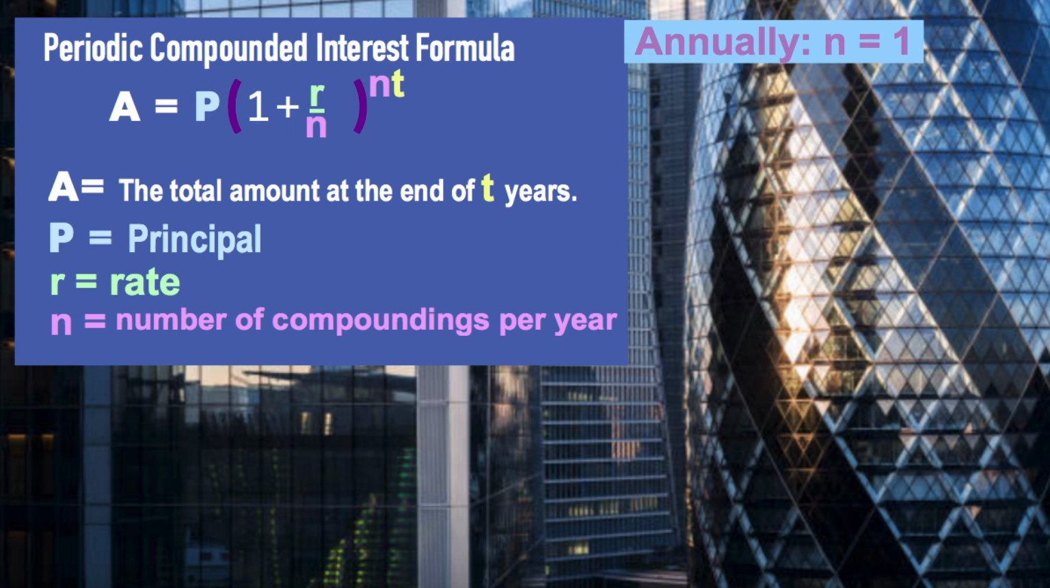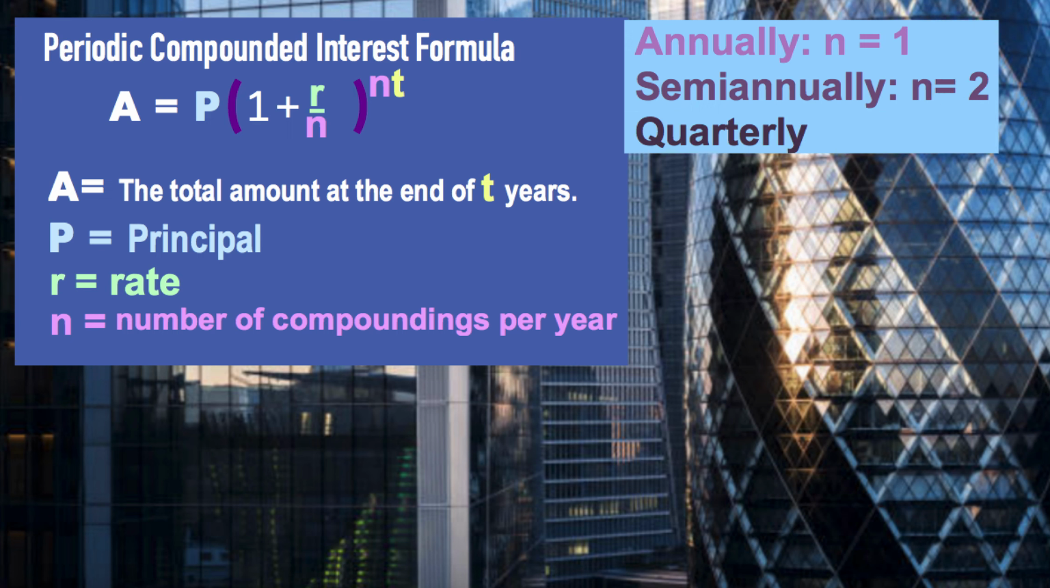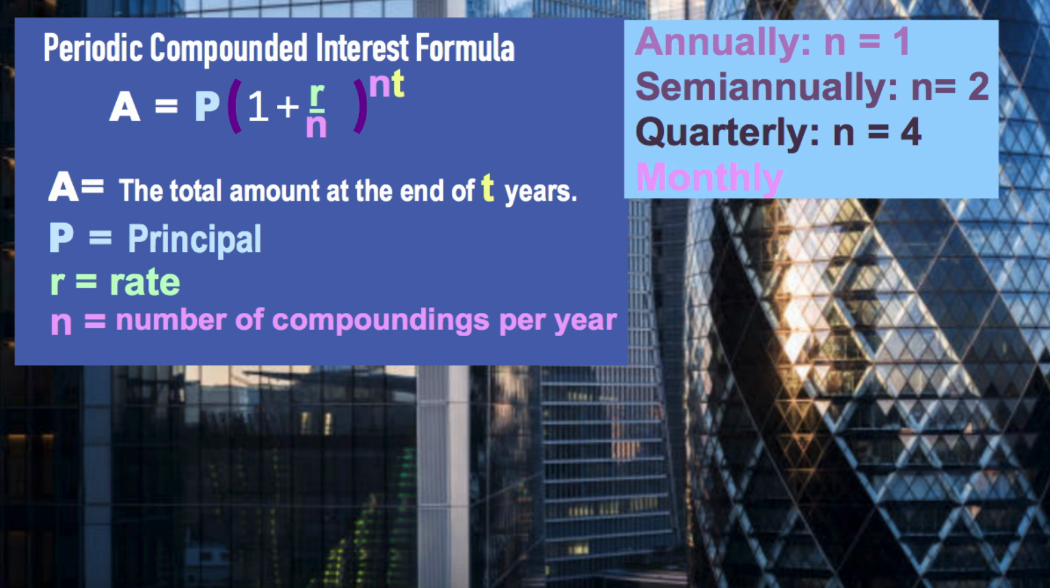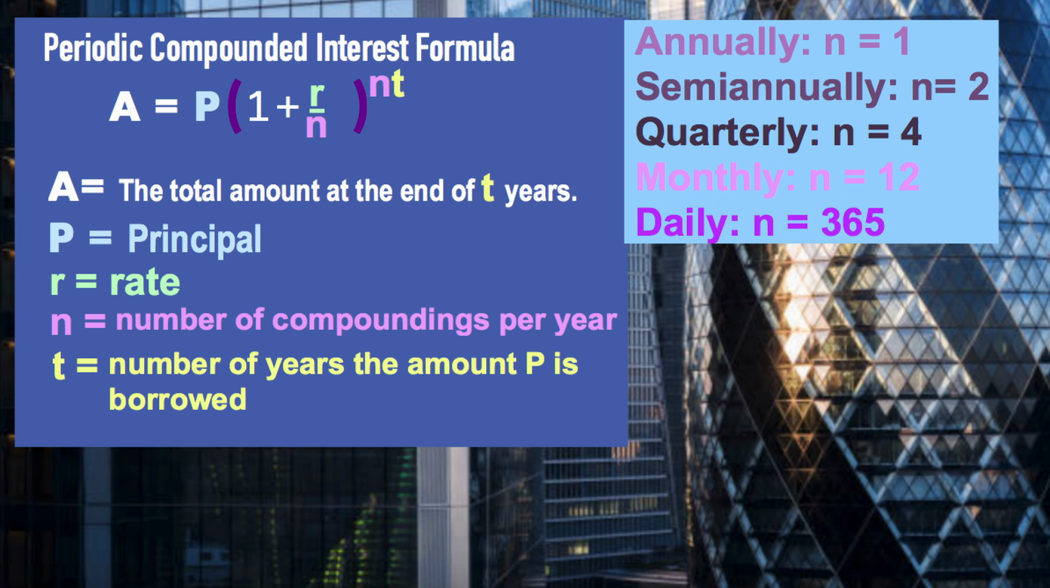When we compound annually, n is equal to 1. When we compound semi-annually, n is equal to 2. Quarterly, n is equal to 4. Monthly, n is equal to 12. Daily, n is equal to 365. Finally, we have t, which is the number of years the amount P is borrowed.